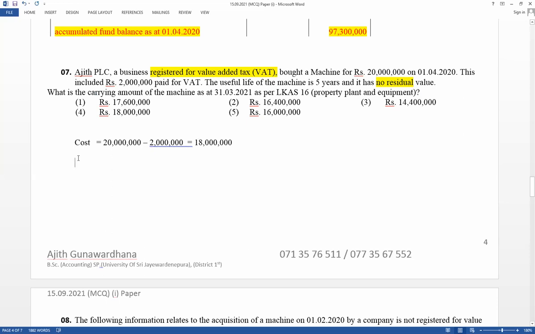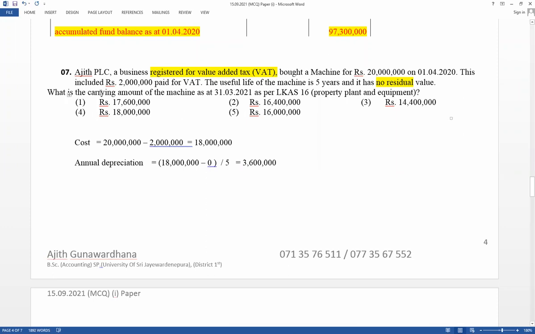Therefore, first try to calculate annual depreciation. The asset was purchased at the beginning of the year. Annual depreciation: cost value equals 18 million, residual value 0, so depreciable amount equals cost value. Lifetime is given as 5, therefore divide by 5. Annual depreciation equals 3,600,000.